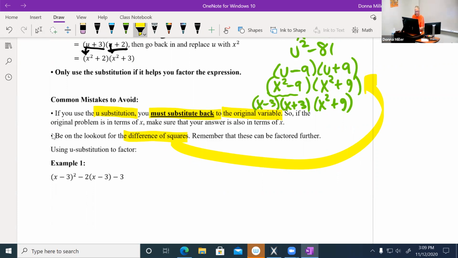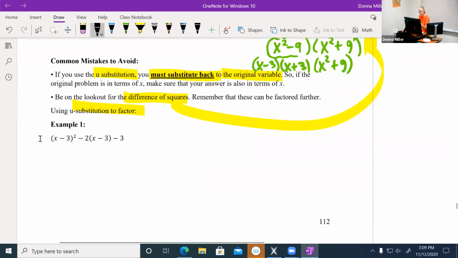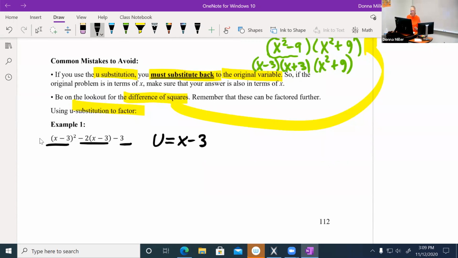Now, look for the u substitution to factor. I'm looking for something squared plus a number times something else. So I'm always looking for what is that thing. When you have parentheses, you see there's 3 terms here. So I'm going to let u be the thing in parentheses. I'm going to let u be x minus 3. Now I'm going to replace x minus 3 with u. So I have u squared minus 2u minus 3, just like that. And now it's so much easier.